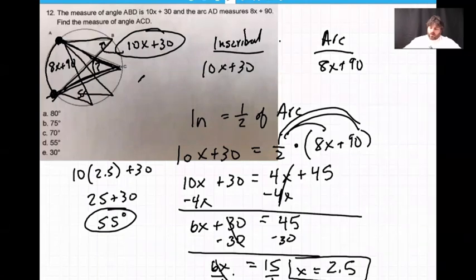If I drew one here, anything with those two endpoints is going to be 55, unless I go to the other side of this dotted line. Then it's going to be supplementary. But anything to the right of these two lines is going to be 55. So answer choice D, 55 is the correct answer.